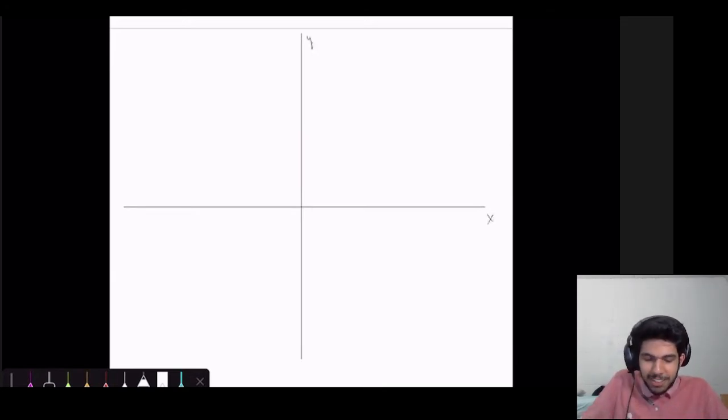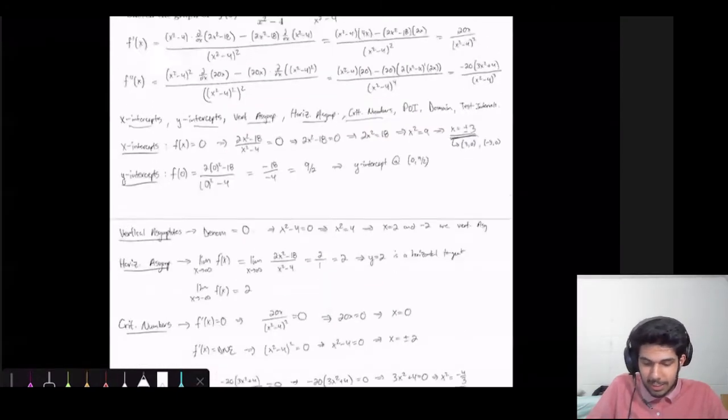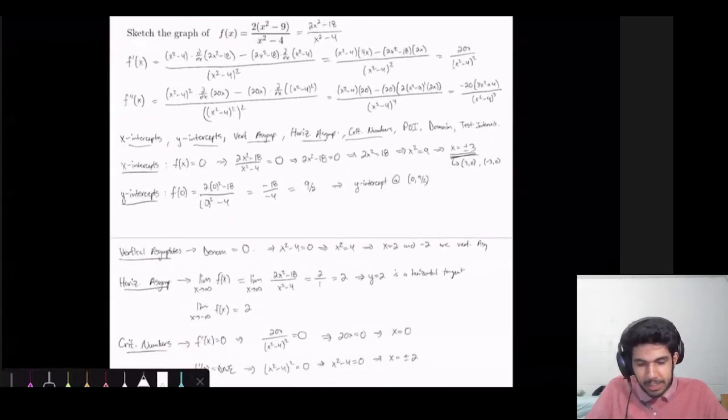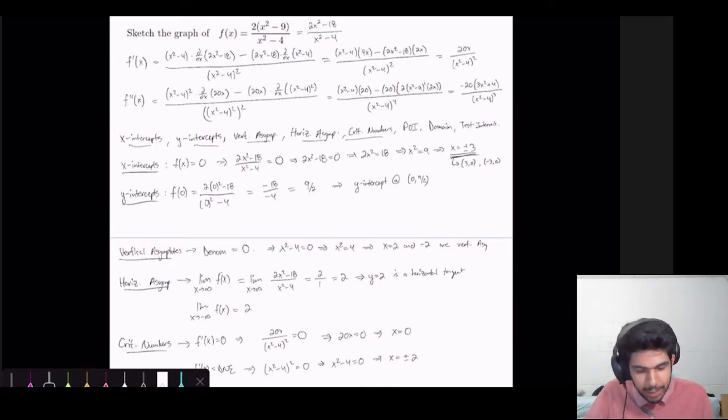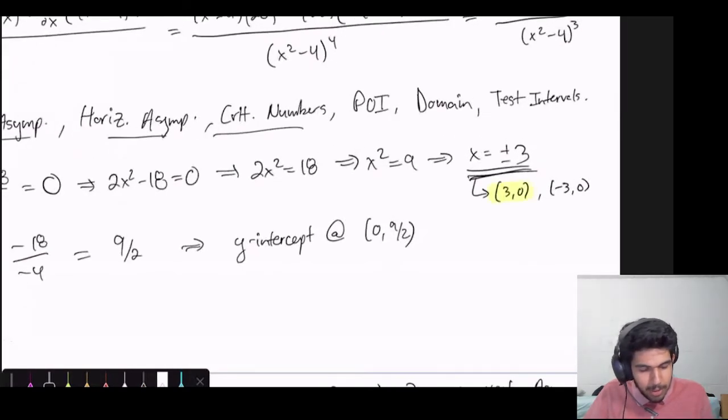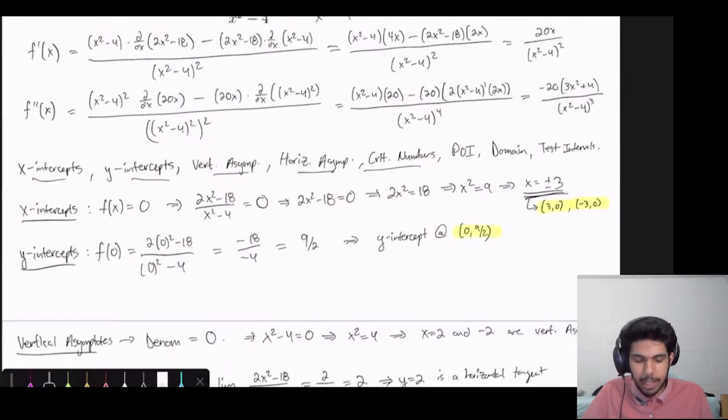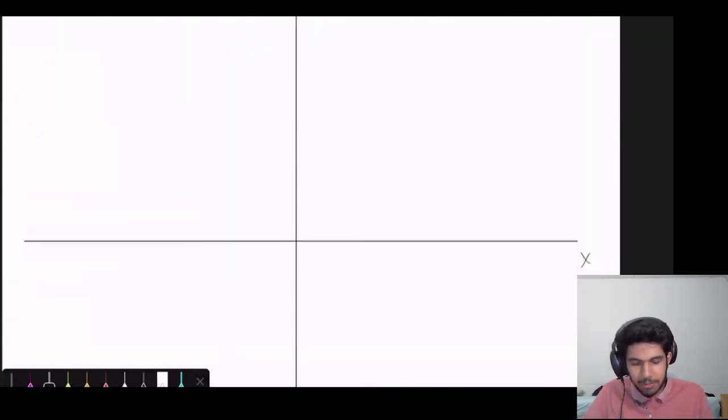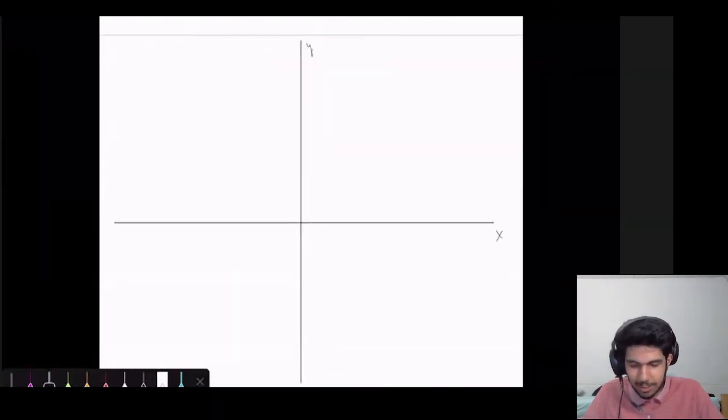So we want to plot things that we're pretty confident on. So let's start by plotting our intercepts. That's what we solved for first. So we know that our graph intersects the x-axis at 3, 0, and negative 3 comma 0. So we'll plot those. And we know it intersects the y-axis at 0 comma 9 halves. So we don't have to worry about drawing tick marks and everything. We'll sort of estimate it.